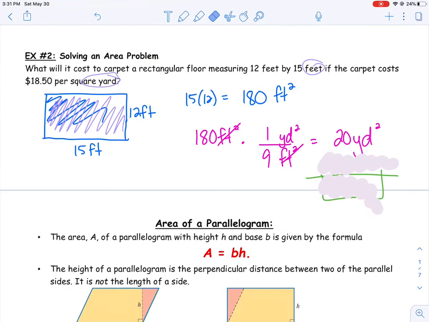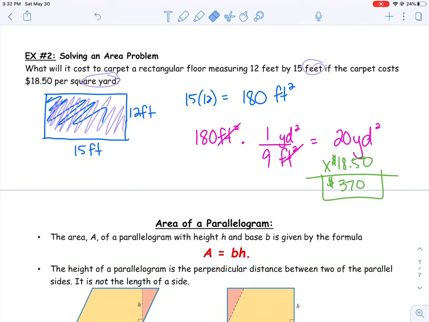that I need of carpet, right? And so if I need 20 square yards of carpet, and it costs $18.50 per square yard, then don't I have to multiply my 20 square yards by $18.50 because I have to pay that much per yard? And so I'm going to multiply that to get a grand total of $370. So I know that it's going to cost me $370 to buy this carpet for this room.